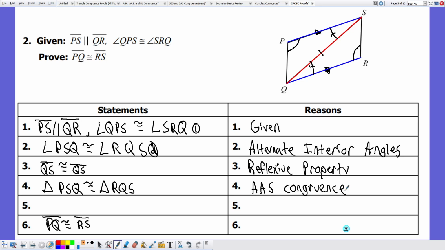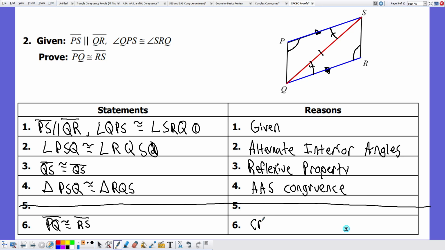And therefore, we can even just leave this whole thing out because I'm done. Because by CPCTC, I know that the corresponding sides PQ and RS must be congruent as well. So those are some examples of proofs that involve CPCTC.